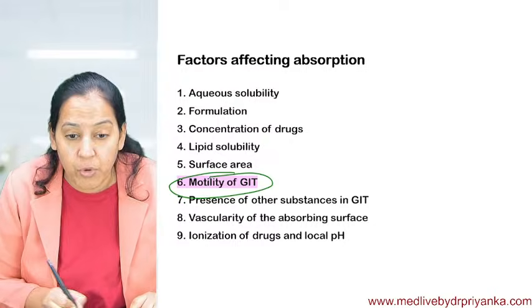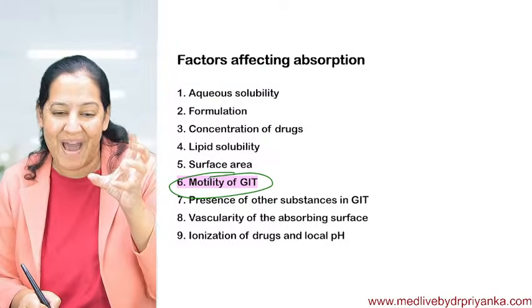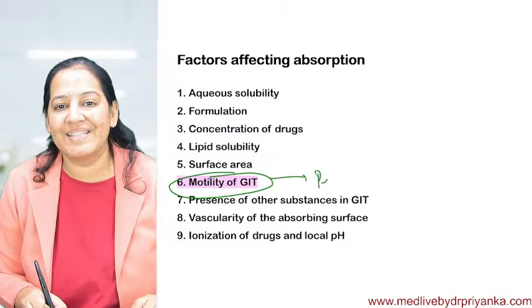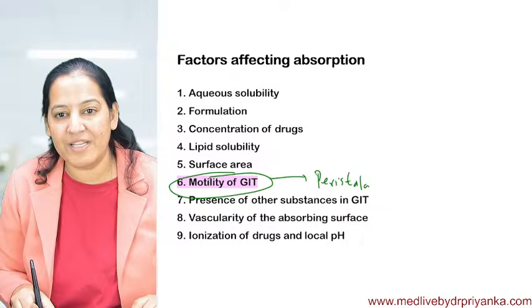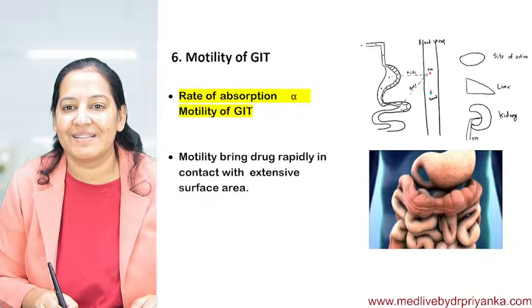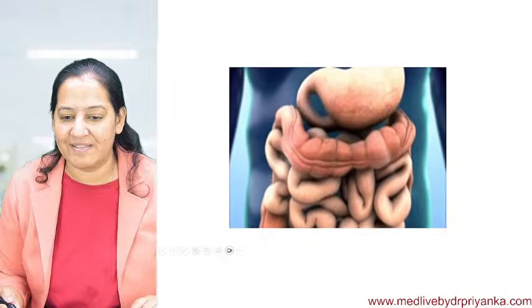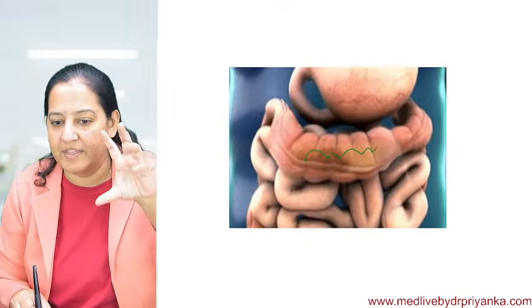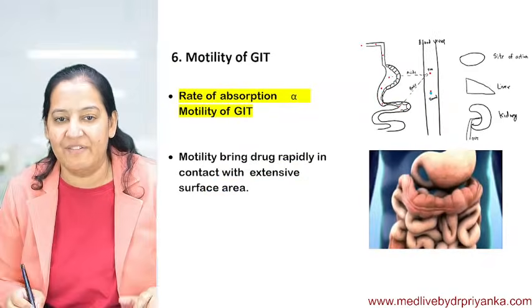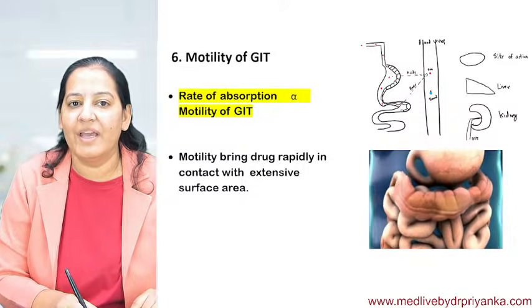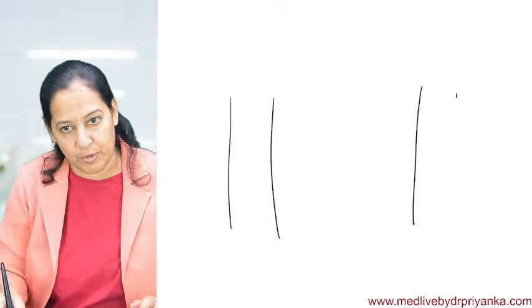The sixth factor is motility. You know why God has given us peristalsis? Have you heard about peristalsis? What is peristalsis? Can you appreciate the rhythmic movement, the waves in the entire GIT? If something is stationary, suppose this is the lumen of the intestine, this is the lumen of the intestine.